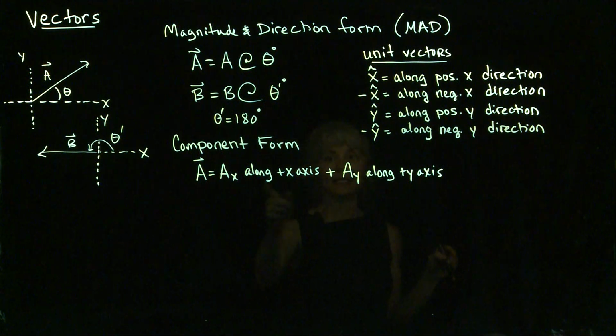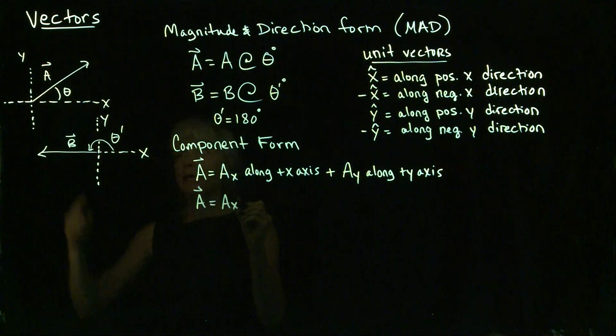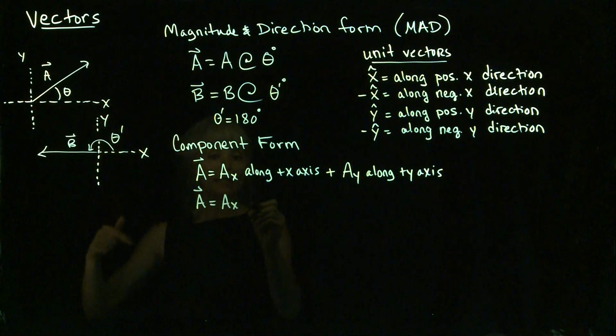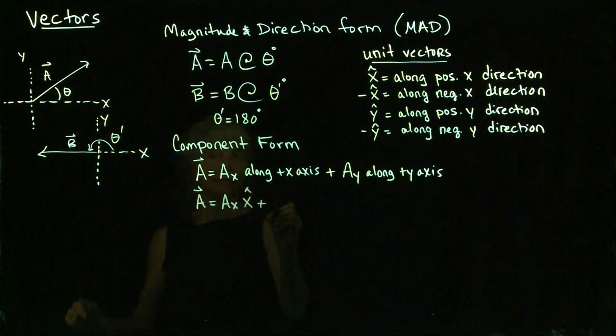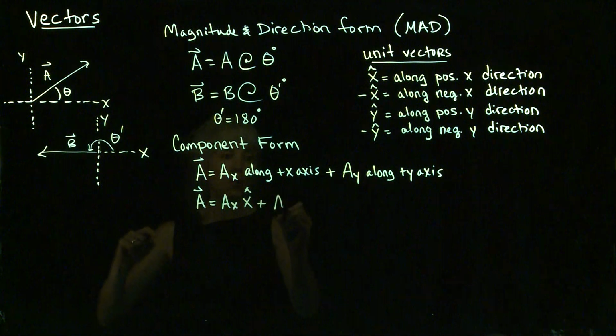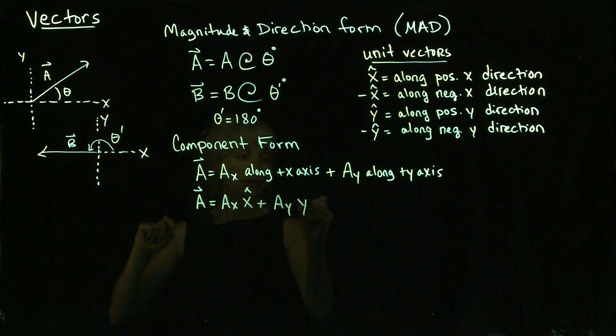Now notice that I can tighten this up now so that I can express vector A as Ax, and that's going to be along the positive x direction, so that's x hat, plus some distance Ay, and that's going to be along the positive y direction.